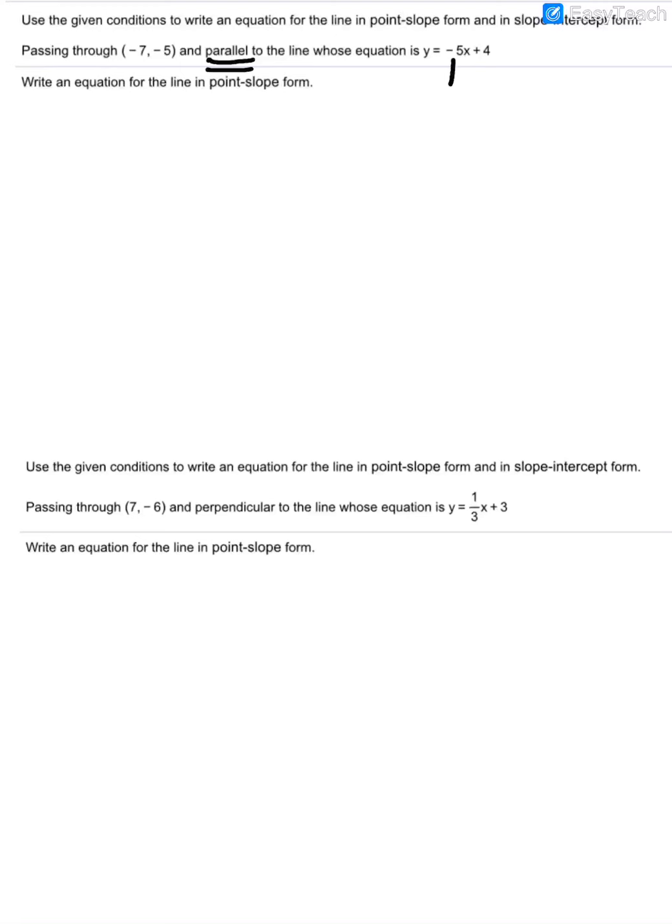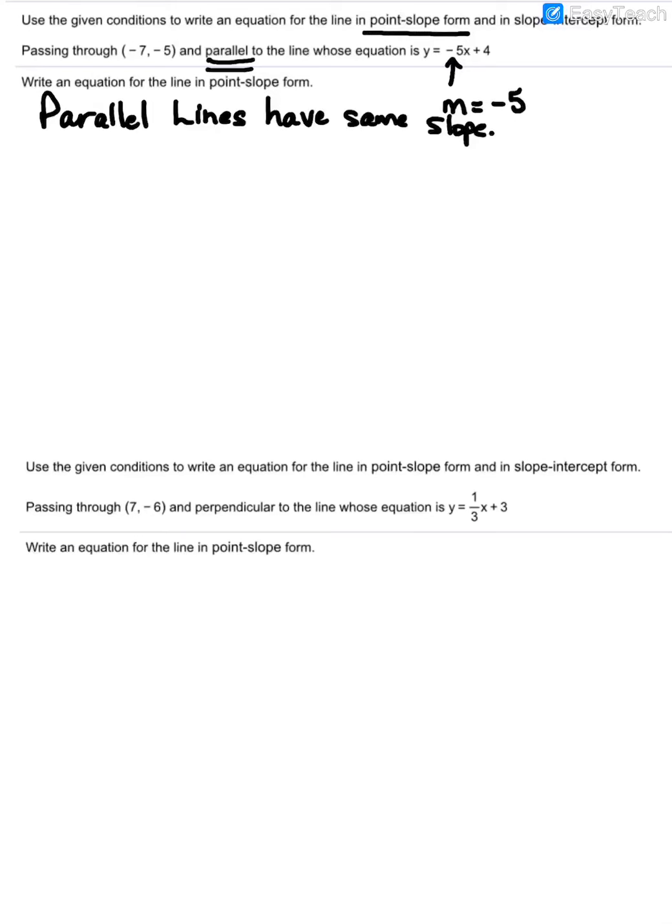Now, the slope of the line they have given me is -5. And what you need to know is that parallel lines have the same slope. So parallel lines have the same slope. So if the slope of the line they gave me is -5, then the slope of the line I'm looking for is -5. Now they asked me to first write it in point-slope form.